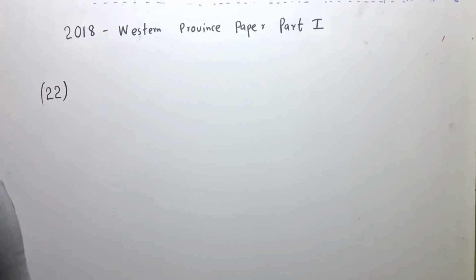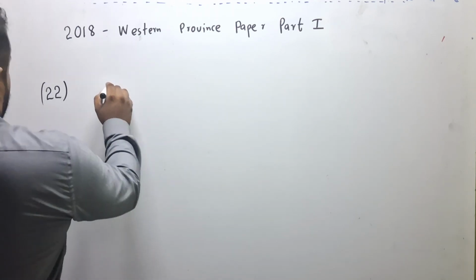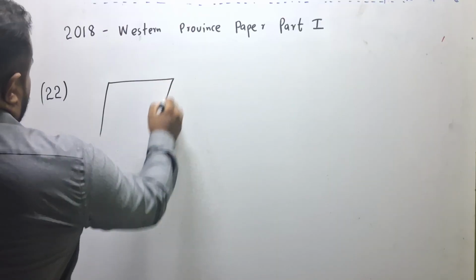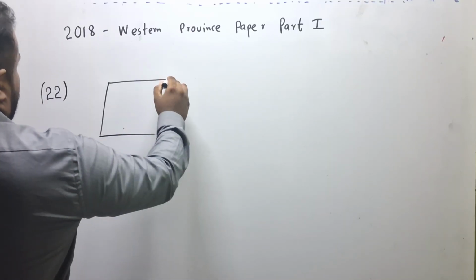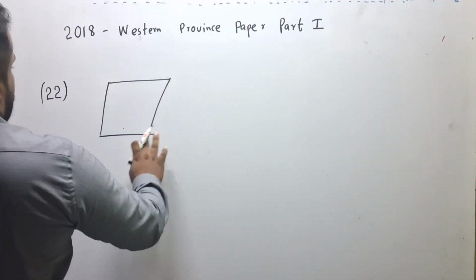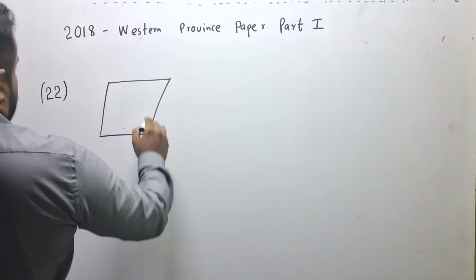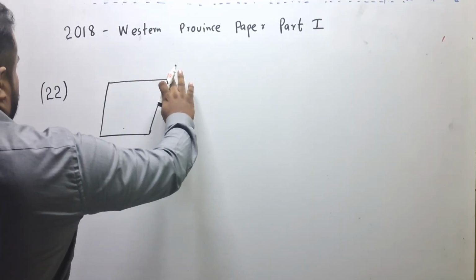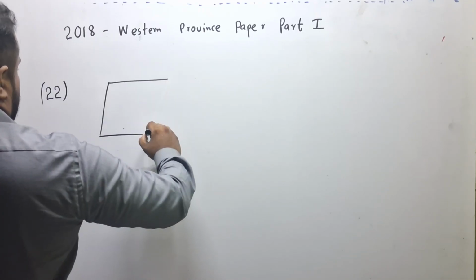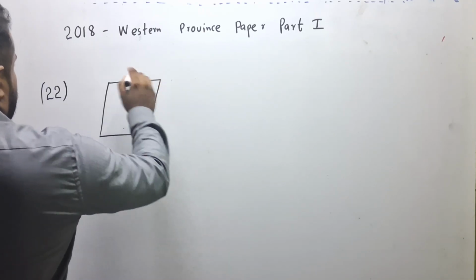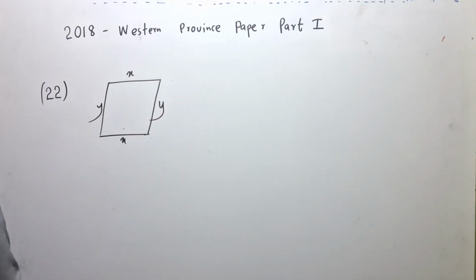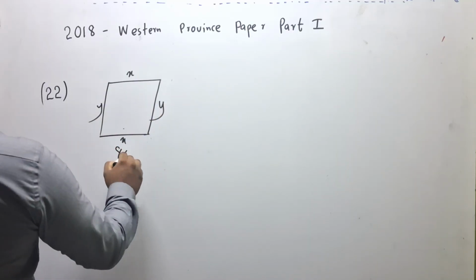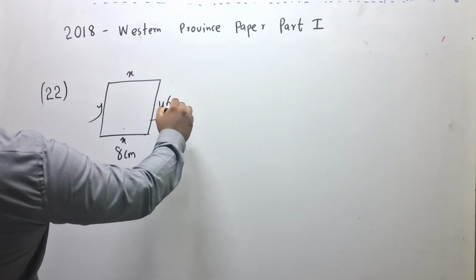According to the information given in the figure, find the perimeter of the parallelogram ABCD. What is a parallelogram? I told you, a parallelogram has equal length opposite sides. That means if this is 6, this is 6. If this is 5, this is 5. So they have given this as 8 centimeters and this as 6 centimeters.